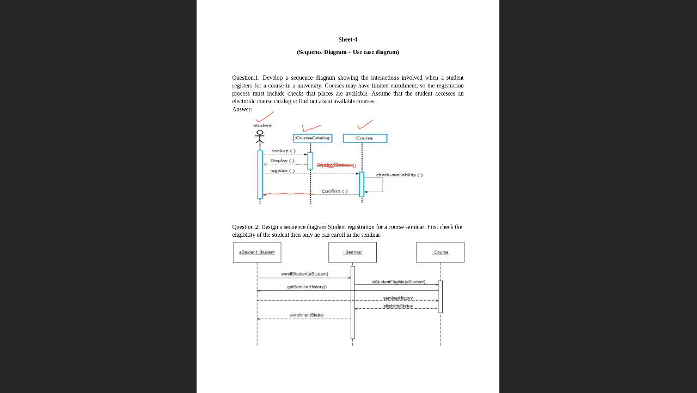You see here the sequence diagram. Draw a sequence diagram. Question number 2. Design a sequence diagram: student registration for a course seminar. First check the eligibility of the student, then only he can enroll in the seminar.